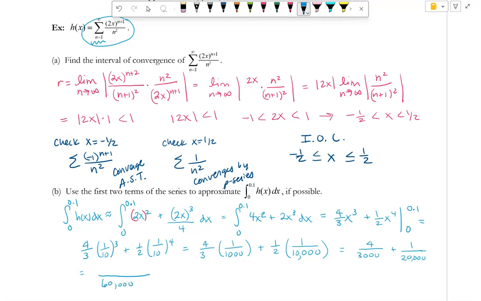So I had to do 3,000 times 20. So that's going to be 4 times 20 is 80. And then 20,000 times 3. So 1 times 3 becomes a plus 3. And we get 83/60,000 for our approximation.